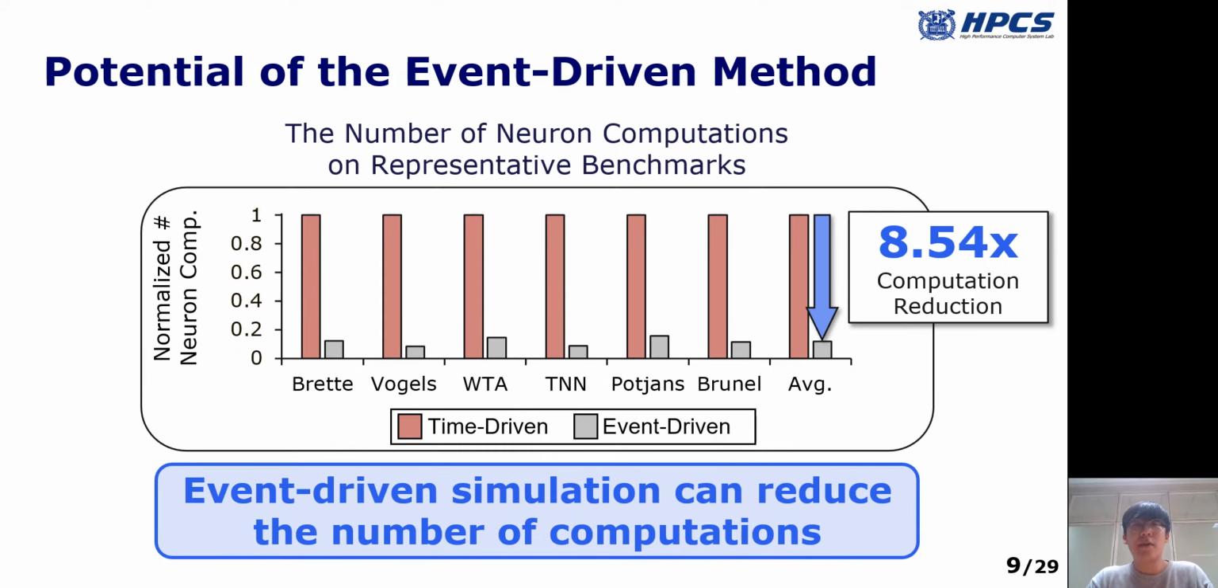To profile how many computations can be skipped using the event-driven method, we profile the number of computations on representative benchmarks. The result shows that the event-driven simulation reduces neuron computation by 8.54 times over the time-driven simulation, and therefore, it is a highly promising solution to design a simulator based on the event-driven method.